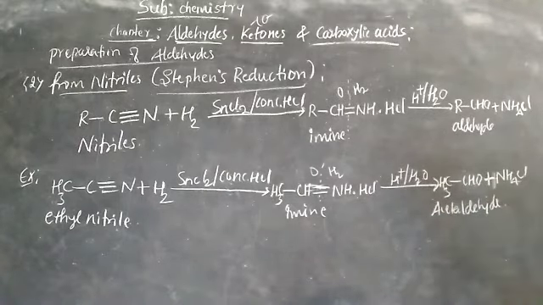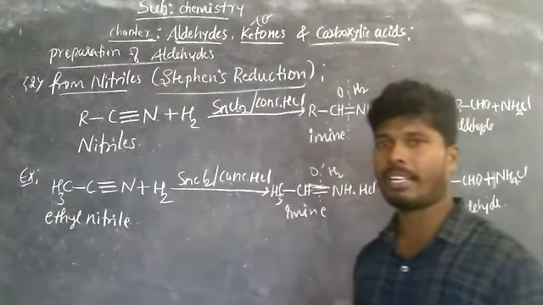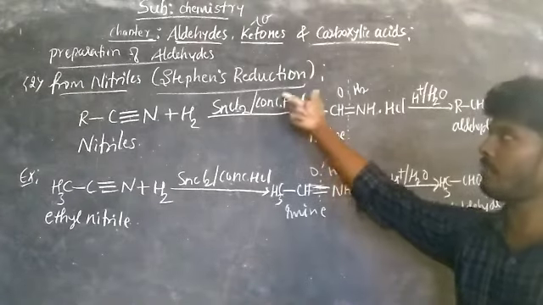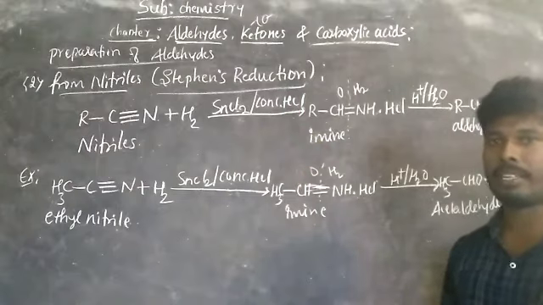The common name is acetaldehyde, the higher name is ethanal, and that ethanal is obtained from ethyl nitrile. Okay, this is one of the methods to prepare aldehydes, that is called Stephen's reduction, or from nitriles.